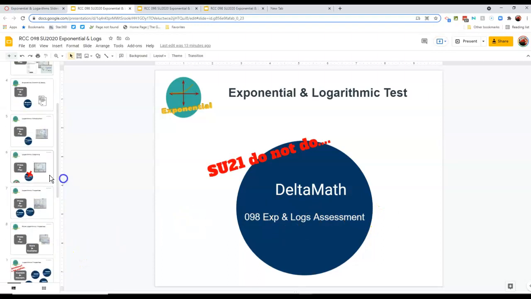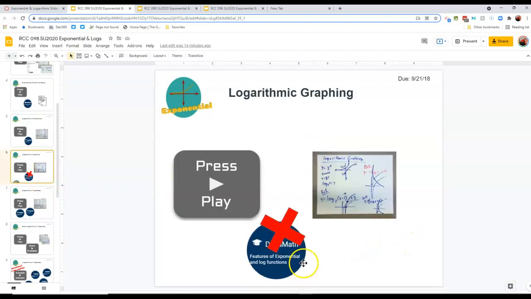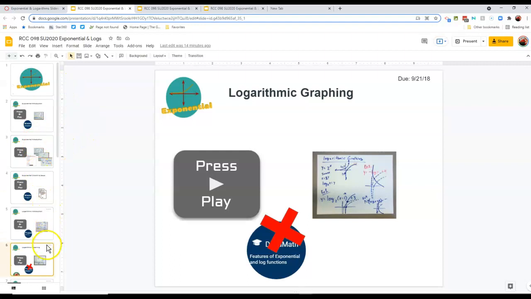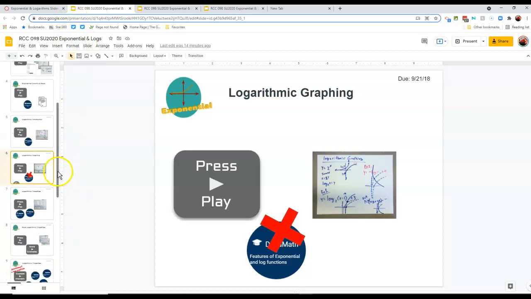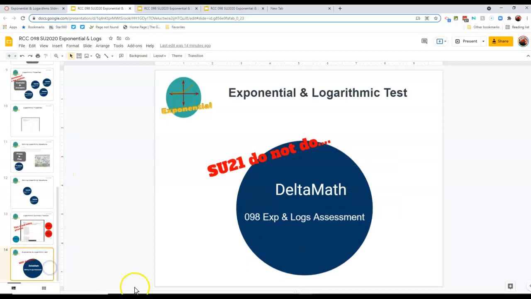Also, I have canceled one of these Delta Maths, these features of exponential and log functions. That one I have canceled, but the rest of the Ed puzzles and the Delta Maths you need to do. You need to do all the Delta Maths and Ed puzzles from this chapter, except this one I canceled, and don't do the test.